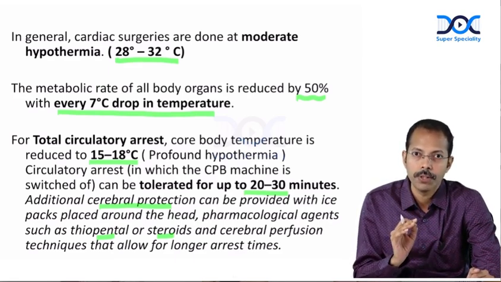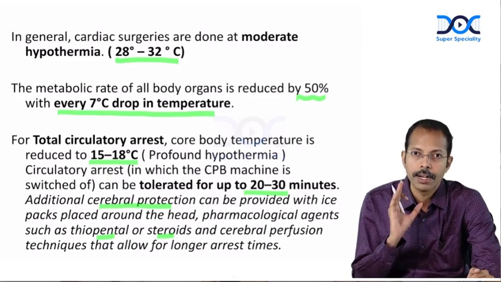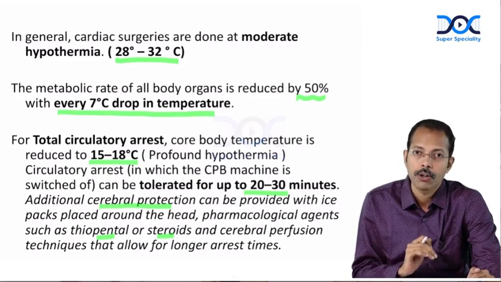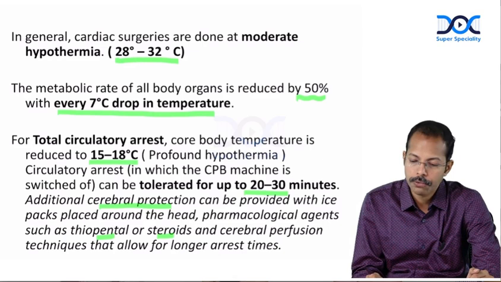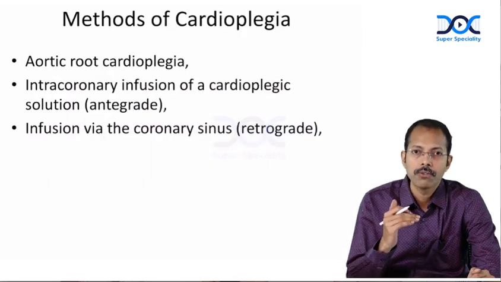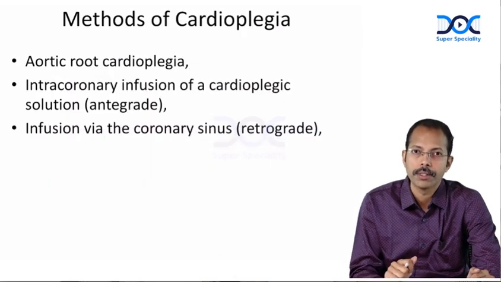We can go up to 15 to 18 degrees centigrade, and with this temperature, the patient can tolerate up to 20 to 30 minutes of circulatory arrest. Next, what are the different methods of cardioplegia? So, how can we instill cardioplegia?